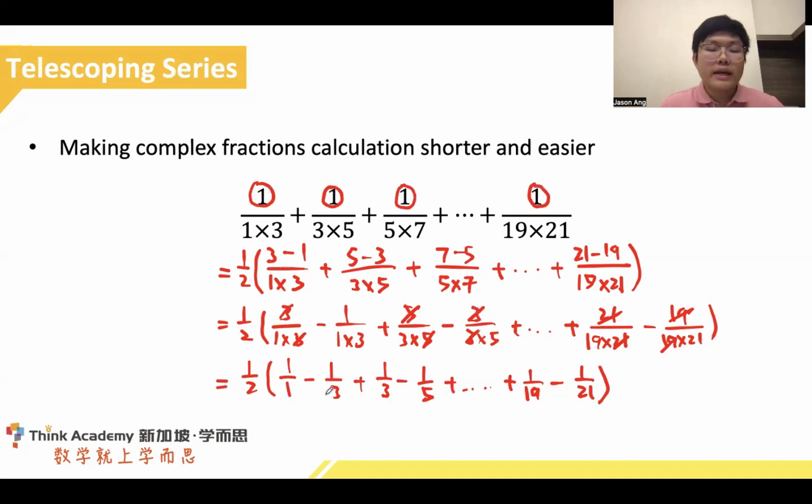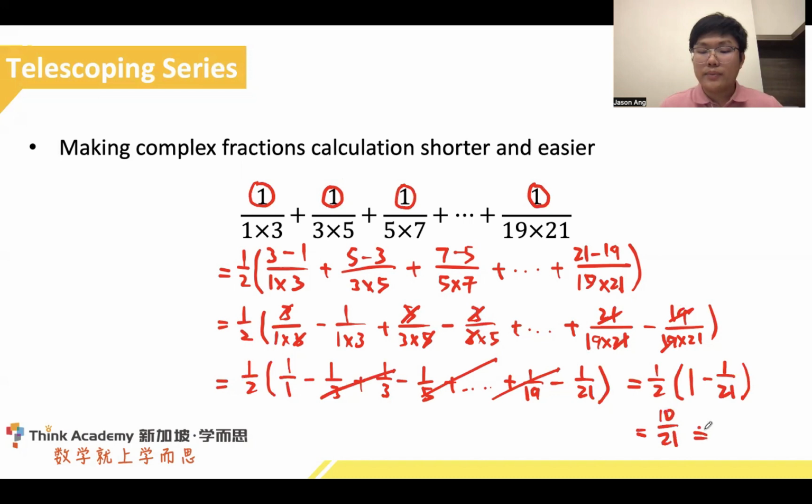So as usual, cancel, cancel, cancel. At the end, we are only going to be left with half of 1 minus 1 over 21, which will then give us the value of 10 over 21. So let's see the general formula and how we're supposed to obtain these values now.